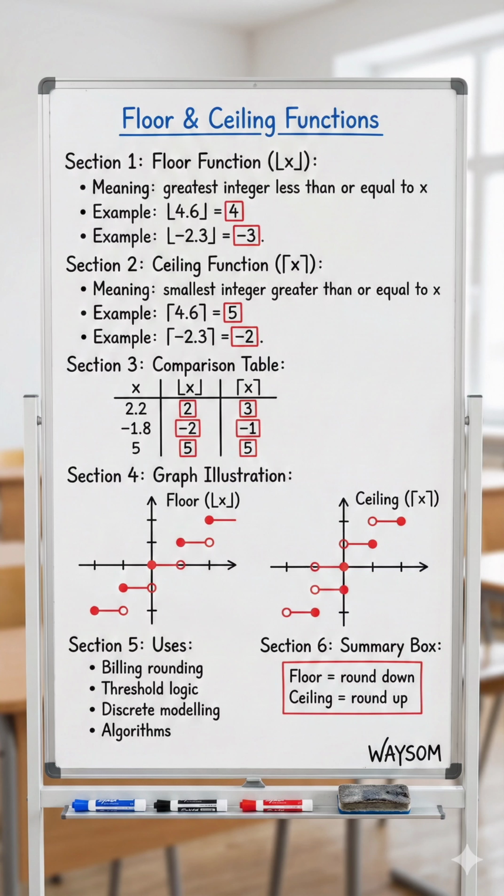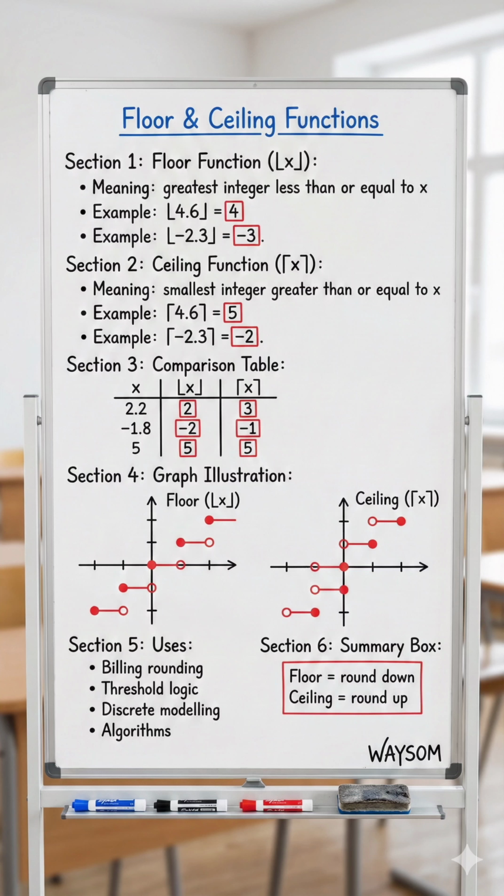Now examine the graph sketches. Floors create downward steps with sudden drops at integers. Ceilings create upward jumps. Each step shows closed and open circles indicating whether endpoints are included. These discrete jumps make floor and ceiling easy to recognize visually.